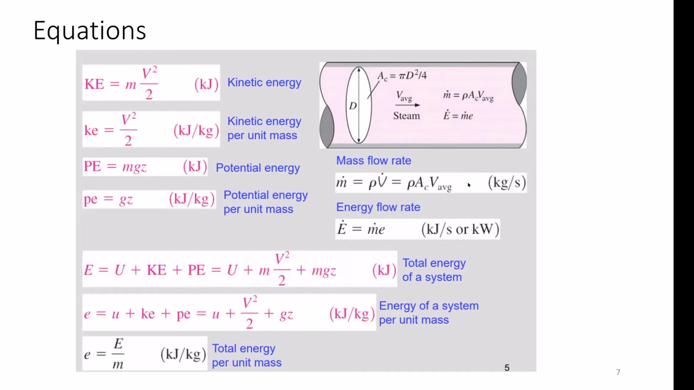And mass flow rate, essentially, if you look at this diagram, here's the velocity average. This is like volume flow rate, and here's our cross-sectional area. If you multiply these two together, you're essentially coming up with a volume per unit time, okay? And then this is our density, right? And here's energy, right? Energy flow rate.